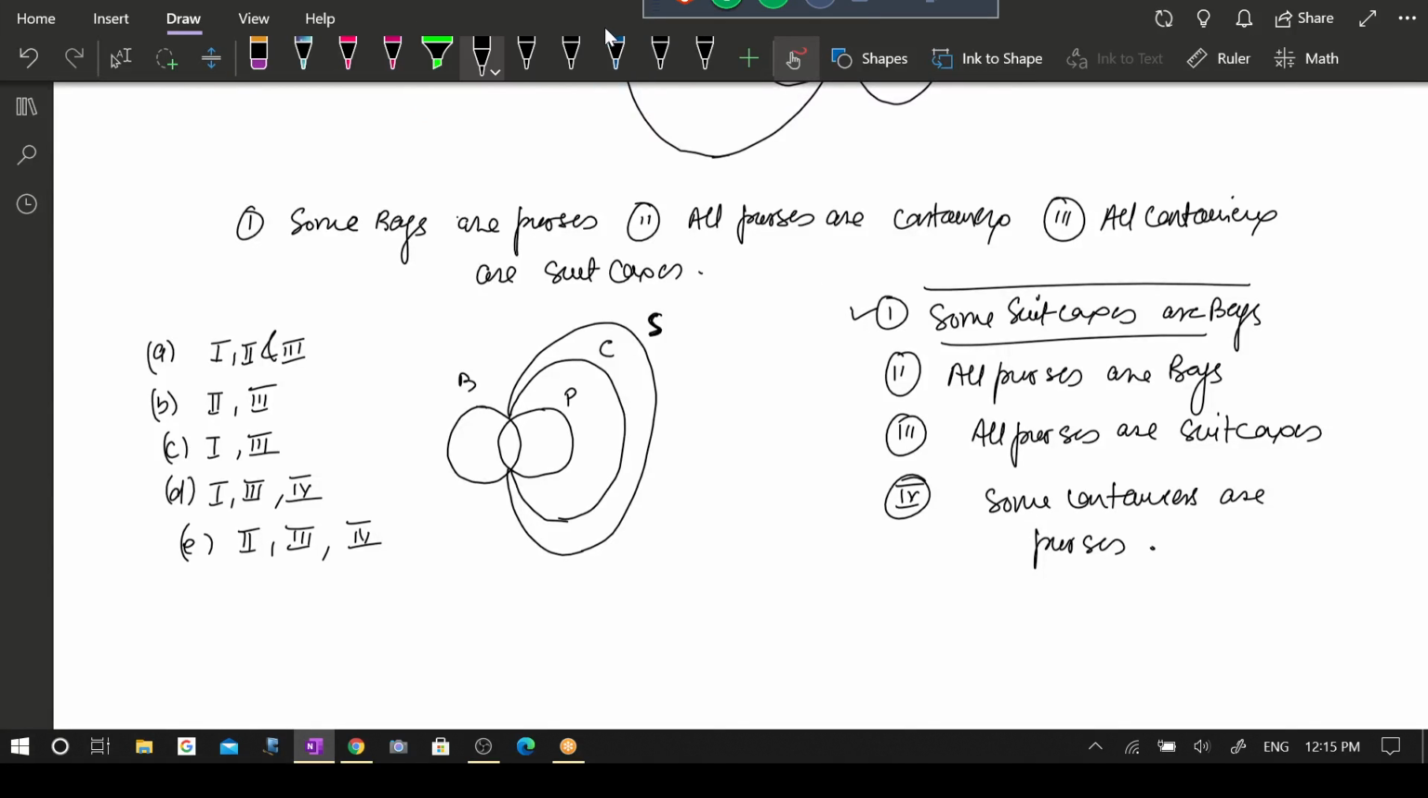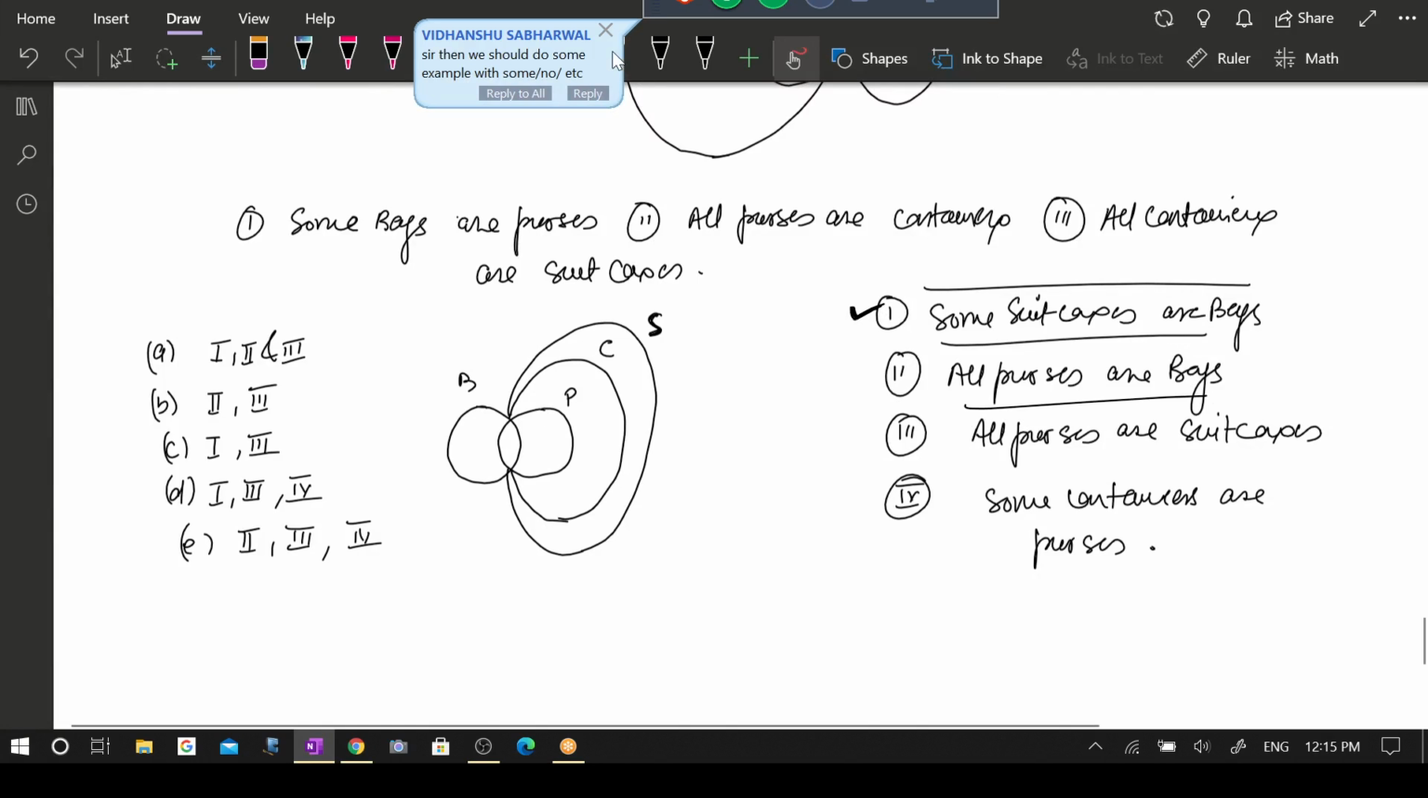Yes, but Saipriya, we have to do one case now. The "no" case we have to do right now, okay? Then we would be sure, isn't it? All purses are bags. Yes, we are going to do that, Vidanshu. All purses are bags. No, it cannot be true.